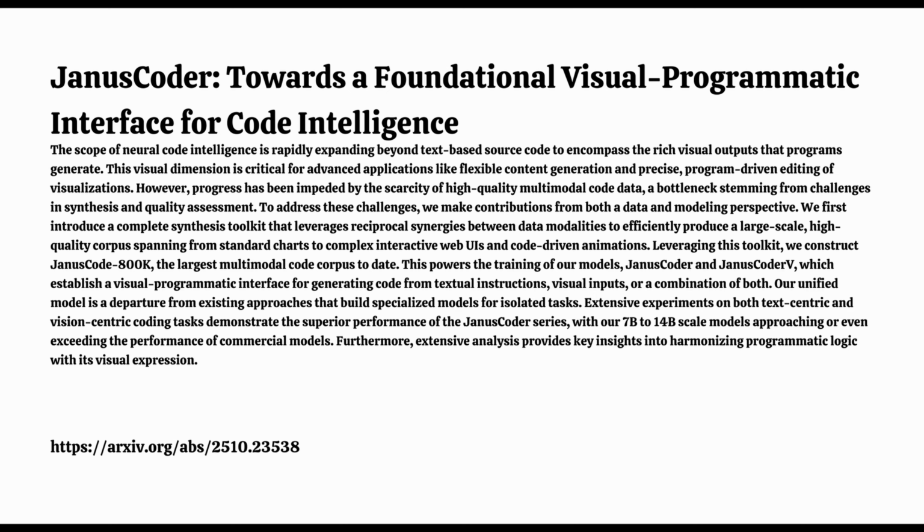JanusCode 800K is right now the biggest multimodal code corpus of its kind. We're talking 800,000 carefully curated samples. And it's not just big, it's balanced, right? Almost perfectly. There's about 50.9% text-centric data and 49.1% vision-centric. And that balance is intentional. It ensures the model is just as good at interpreting an image as it is at reading code.